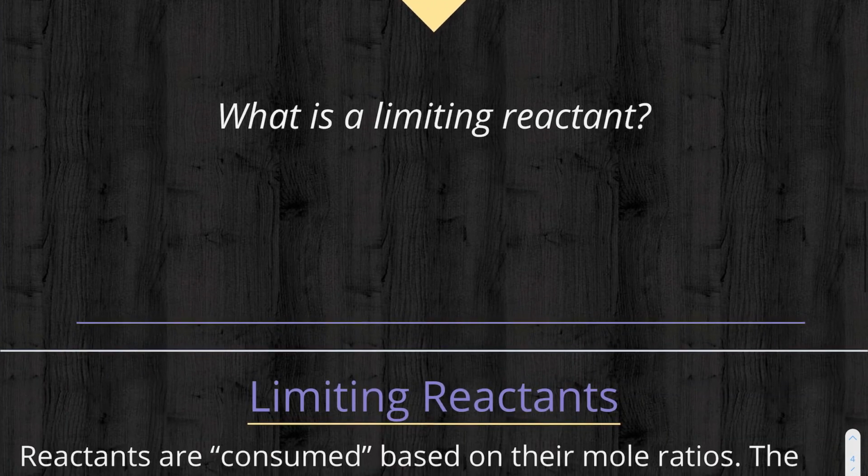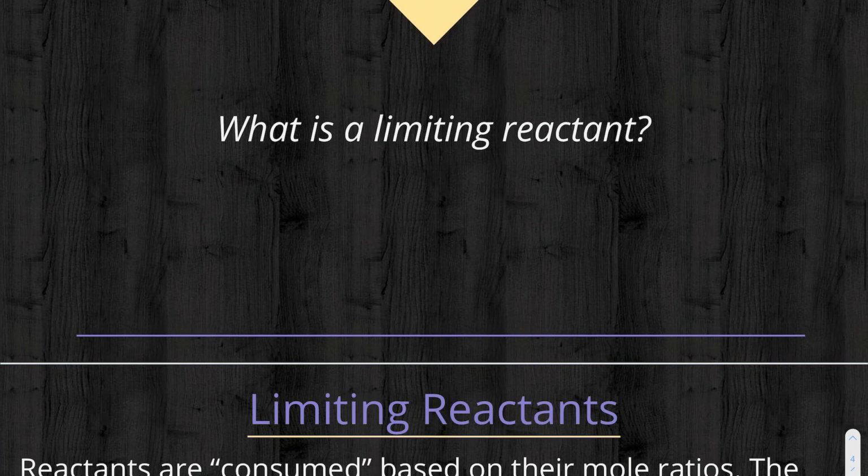Here come some notes. So, reactants are basically used up in a reaction, right? Or consumed. Based on the mole ratio, which is the coefficients in the chemical equation that tell you kind of how the recipe works, how much of each you need. So the one that is consumed first, used up first, the one that you run out of, is called the limiting reactant, because the limiting reactant determines how much product you can make.